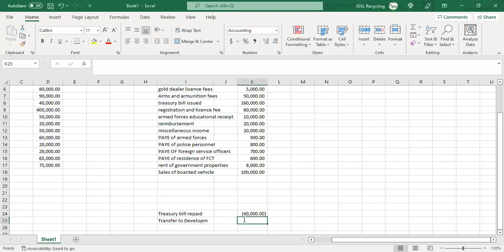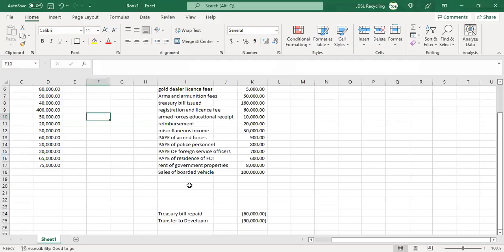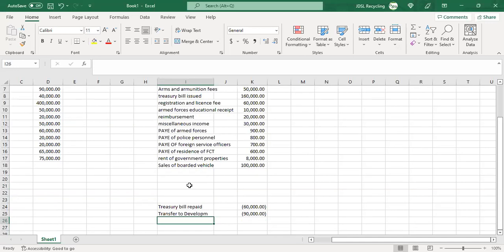So what is the value? Next, transfer to contingencies fund. Where are we treating this? CRF. So it should be removed from CRF. Value. I didn't get that. 40,000.